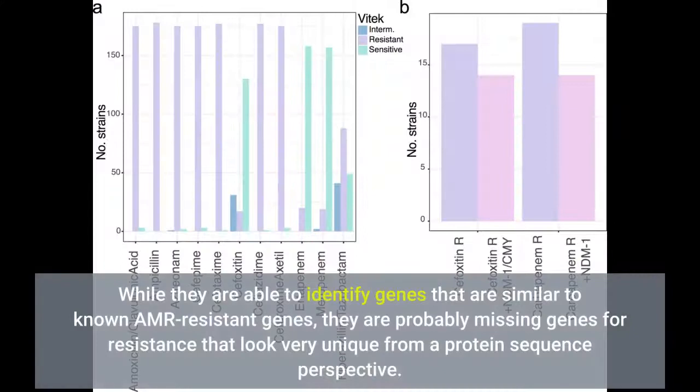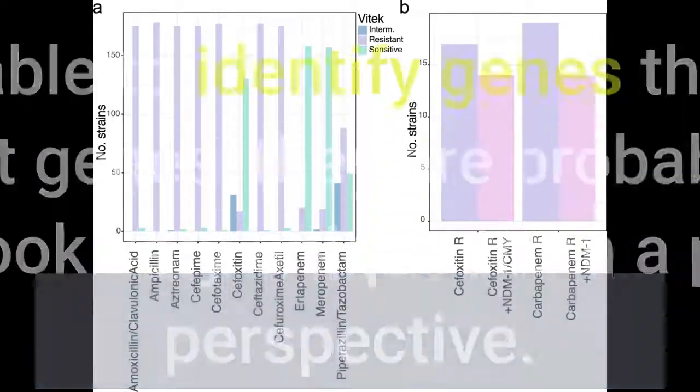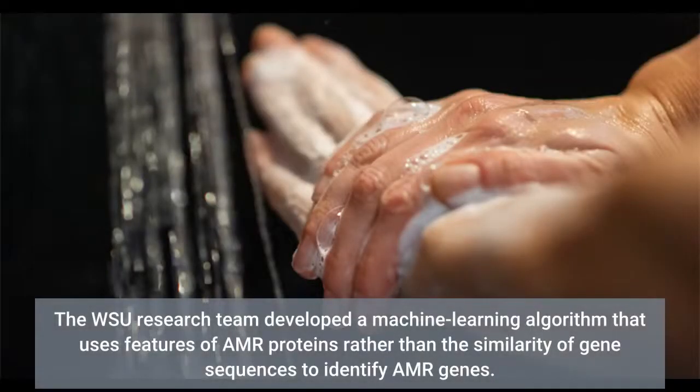While they are able to identify genes that are similar to known AMR genes, they are probably missing genes for resistance that look very unique from a protein sequence perspective. The WSU research team developed a machine learning algorithm that uses features of AMR proteins rather than the similarity of gene sequences to identify AMR genes.